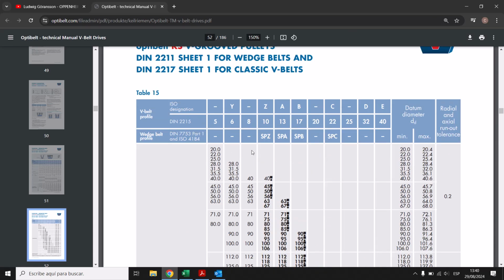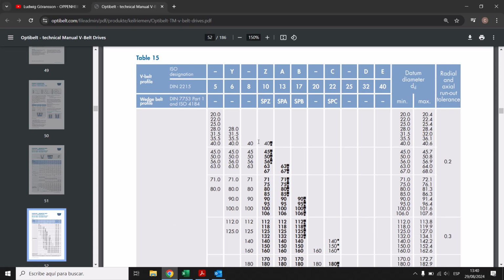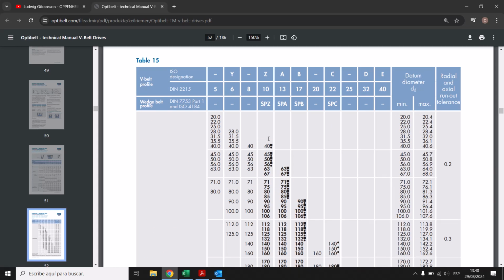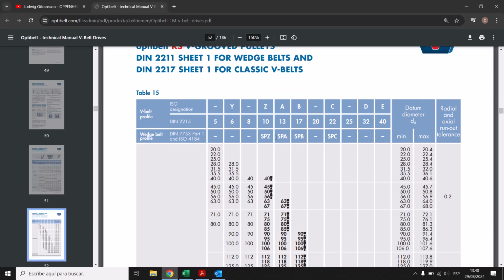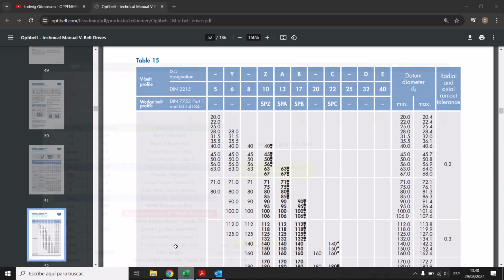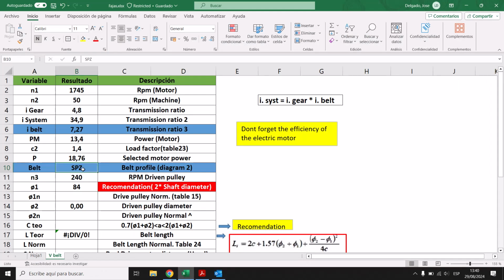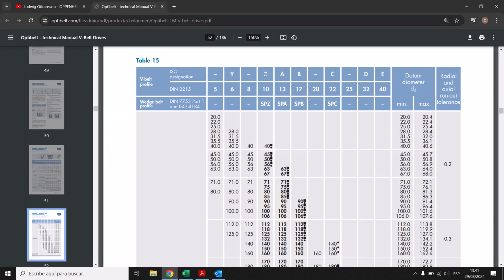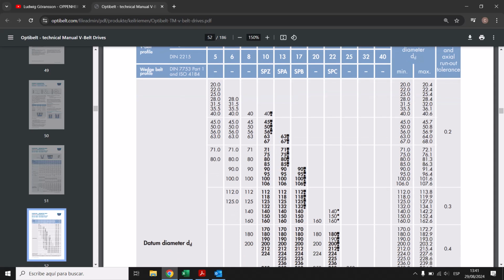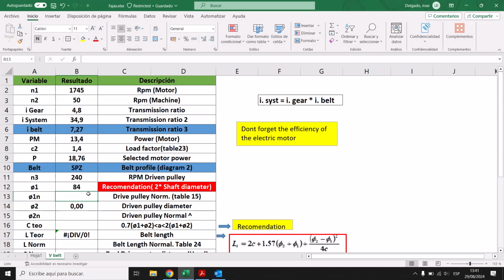These are the nominal diameters that we have for different drive pulleys. In this case, that's the reason why we select the belt profile. For this, we have SPZ. So we are here, and we have 84. It says 84. We have 85, so you should put 85. Just always over your value. Never less.